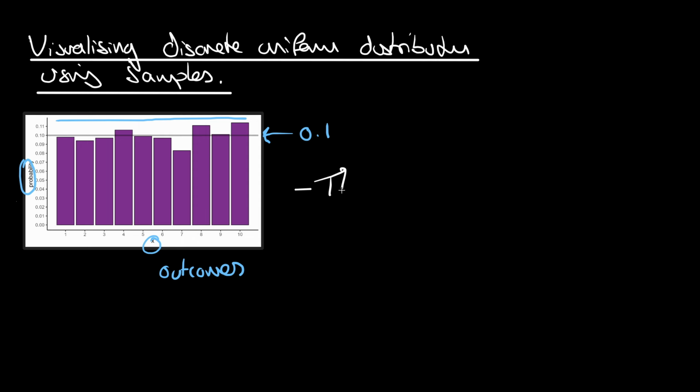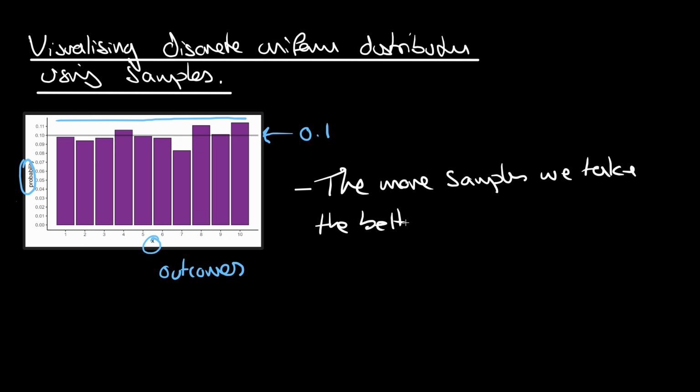So the more samples we take, the better the estimate will be. For example, instead of taking 1,000 samples as we did, if we took 100,000 samples, then we would expect the variability in each of these bars around the true value to be reduced.